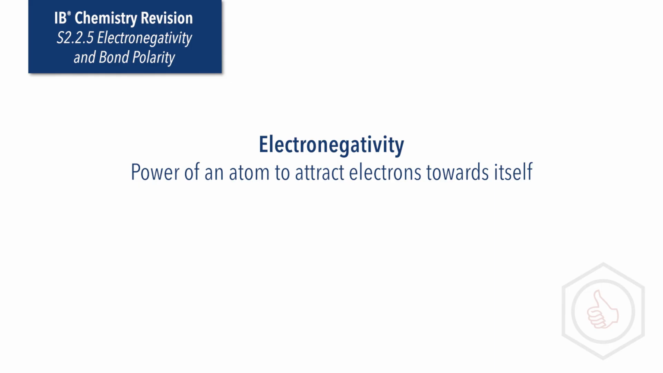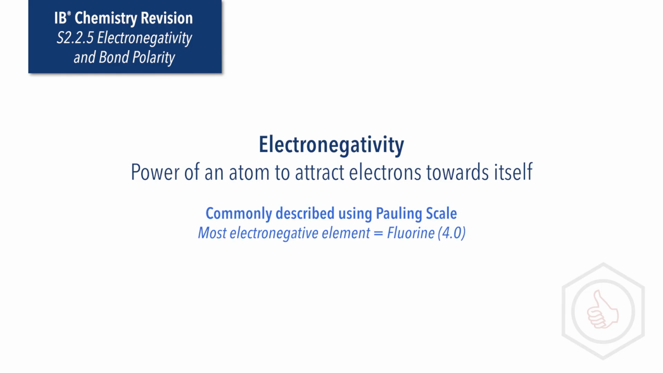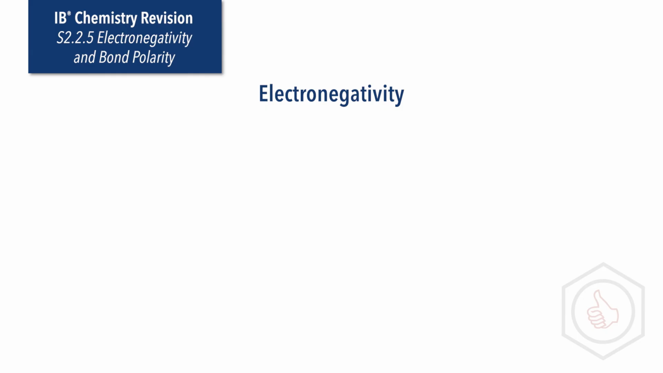The most commonly used scale to compare relative values is the Pauling scale, and values are found in the IB Chemistry data booklet. Electronegativity is really useful and can help predict whether a bond is likely to be ionic, polar covalent, or nonpolar covalent. The electronegativity of an atom depends on three main factors: the nuclear charge of the atom, the atomic radius, and shielding.